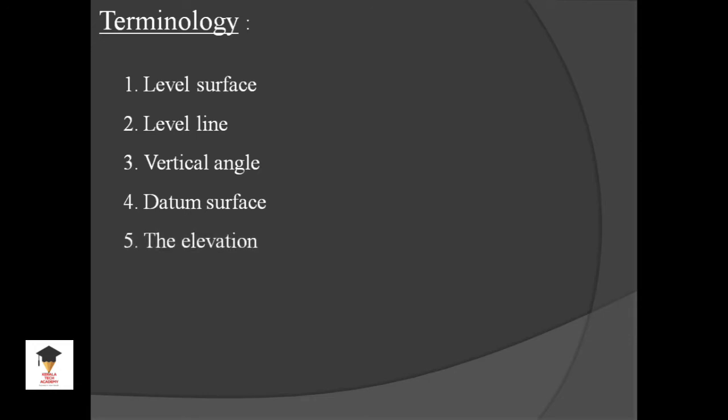And the next one is the elevation. The elevation of a point on or near the surface of Earth is its vertical distance above or below an arbitrarily assumed level surface or datum. The difference in elevation between the two points is the vertical distance between the two level surfaces in which the two points lie.